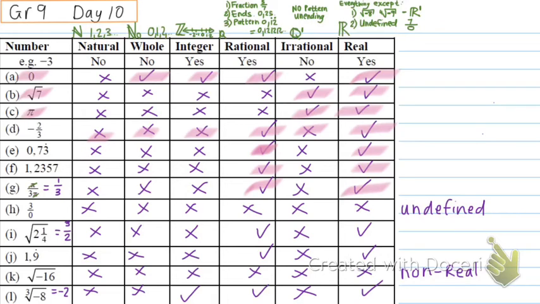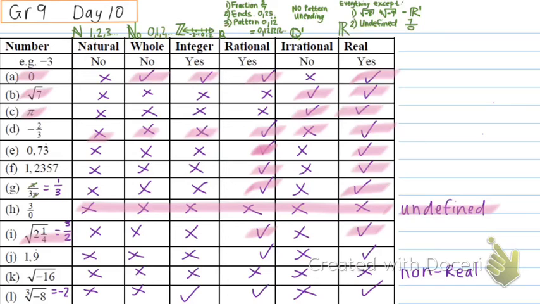3 divided by 0. Ooh, we talked about dividing by 0. If we divide by 0, we get an undefined number. So it's not any of those. It is undefined. The square root of 2 1/4, if you put that into your calculator, you'll get 3 over 2. 3 over 2 is a fraction. It's written as a fraction, so it's rational and real.